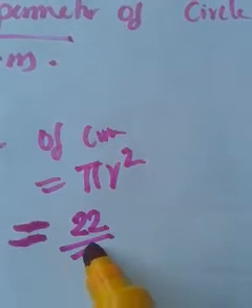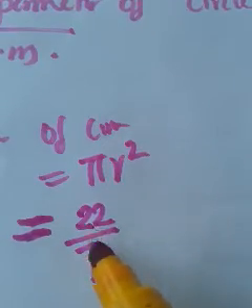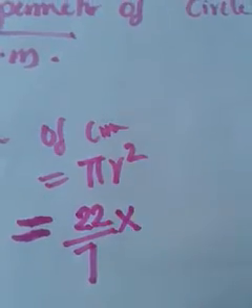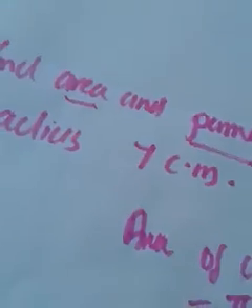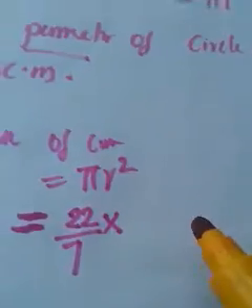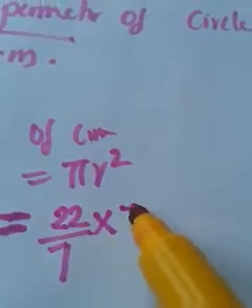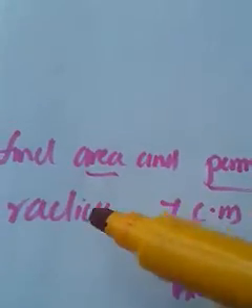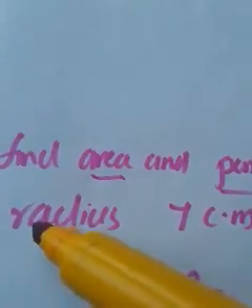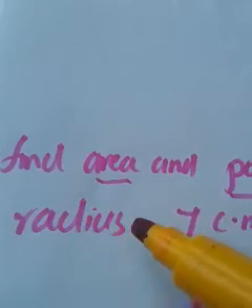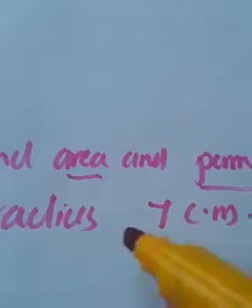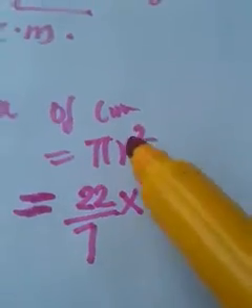You can ask me, sir, why did you select 22 by 7 for pi? I will give you the reason. Into r square, what is the radius? Radius of the circle is 7 cm. So r is 7, so r square will be 7 square. Clear? And in some questions, instead of radius, they will provide diameter. At that time you have to take half of the diameter, then only you will get the radius, because here we need radius only.